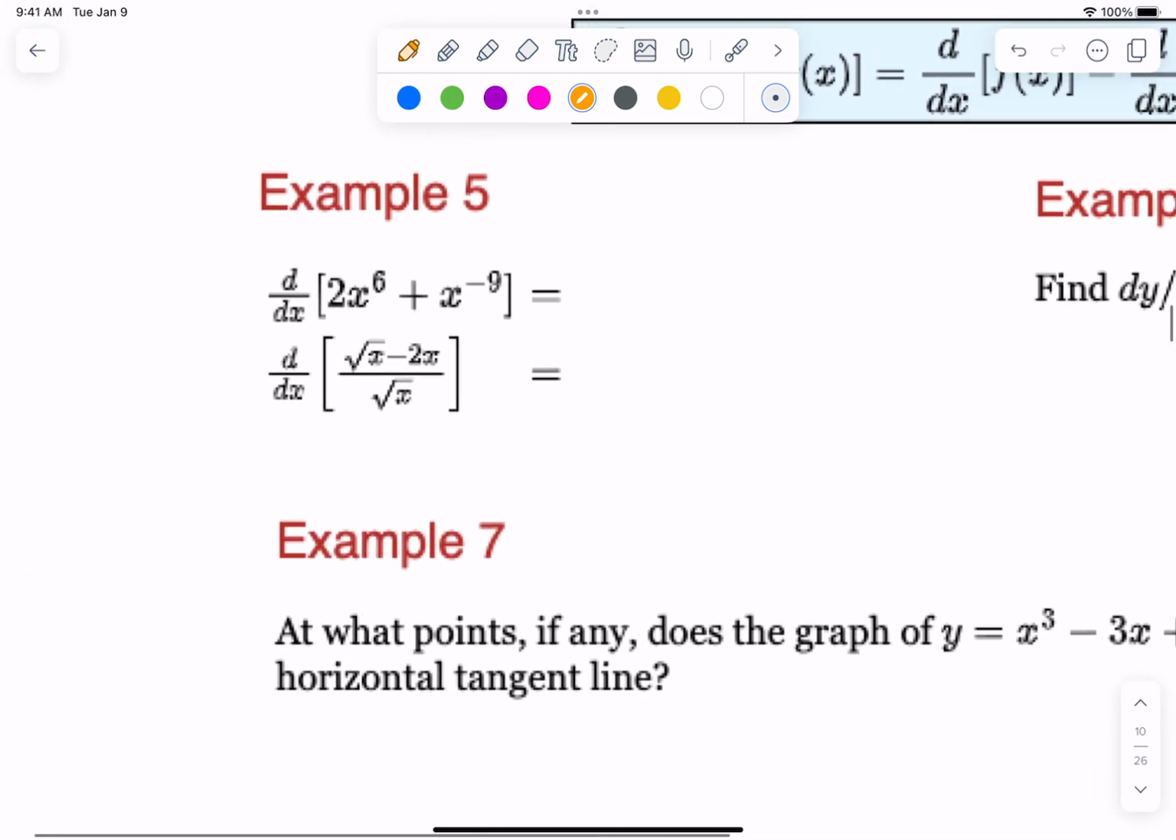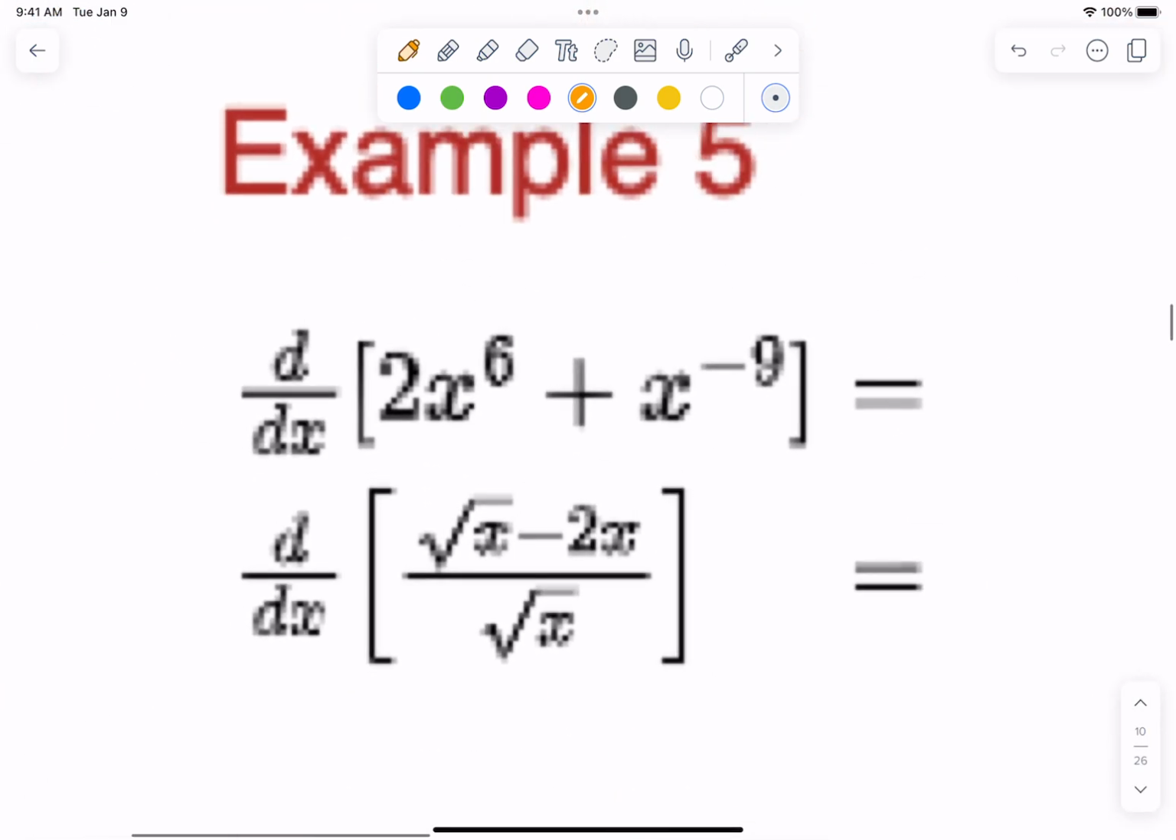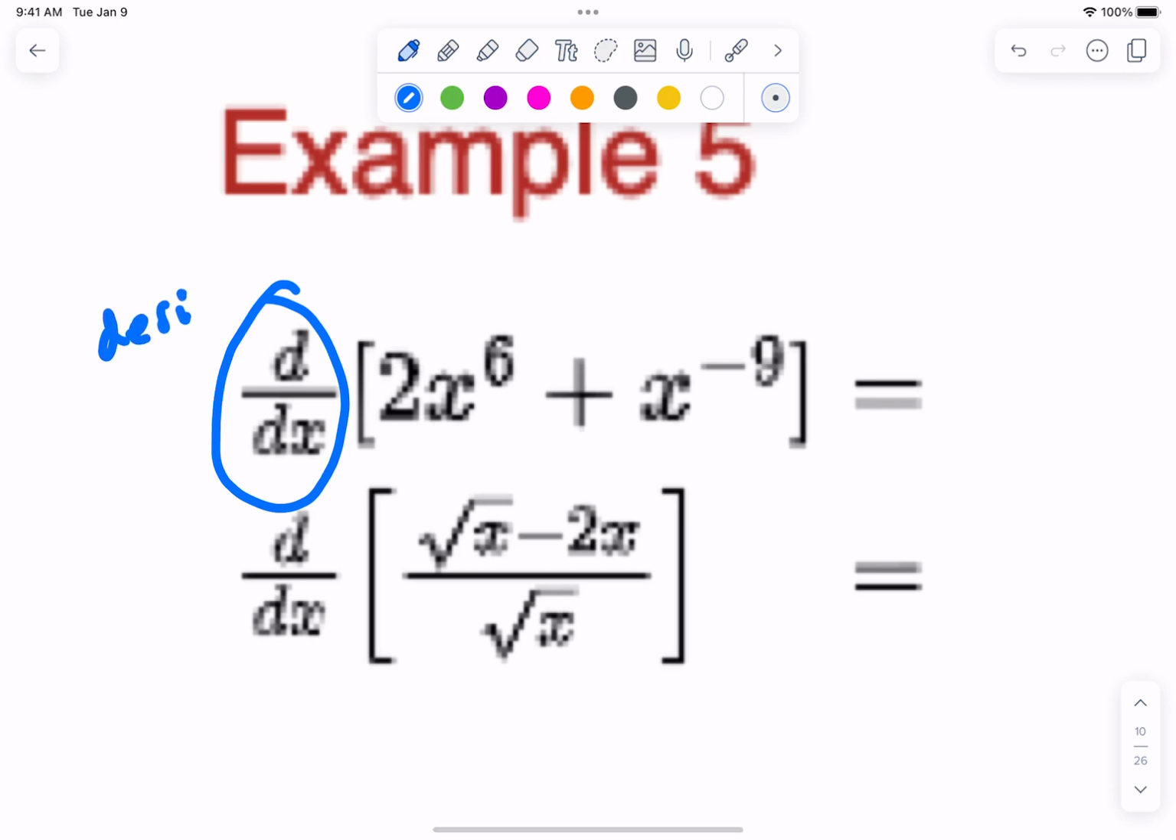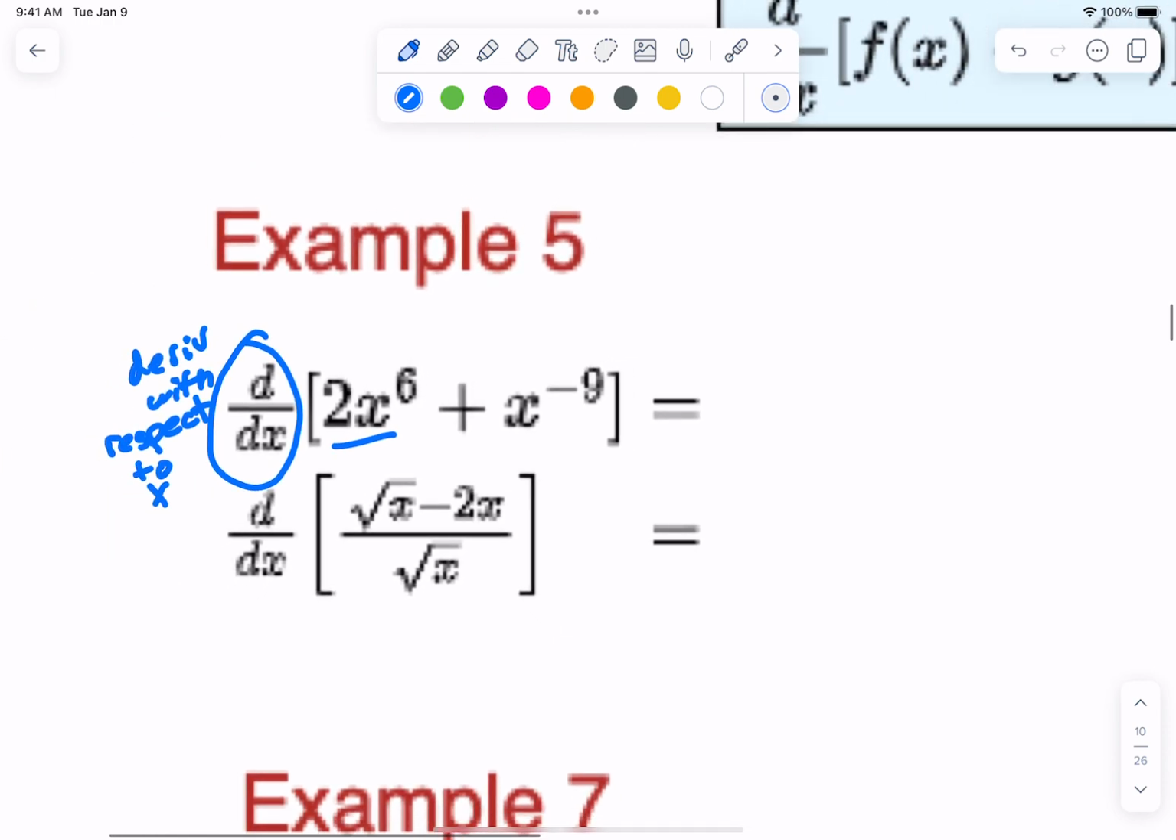So let's go to example 5. This is the notation, just so that we're familiar. D over dx means the derivative with respect to x. That means the variable that I'm looking at is x. So it's just saying take the derivative with respect to x. Find the derivative of 2x to the 6th power. Let's figure it out. What is that? 12x to the 5th. Got it?